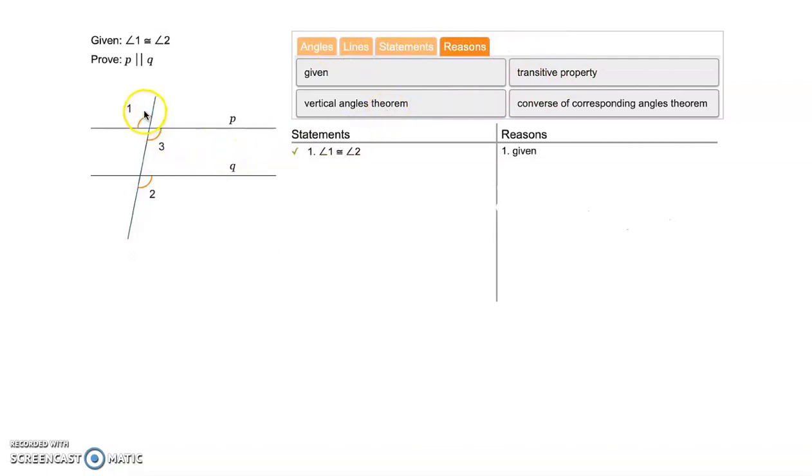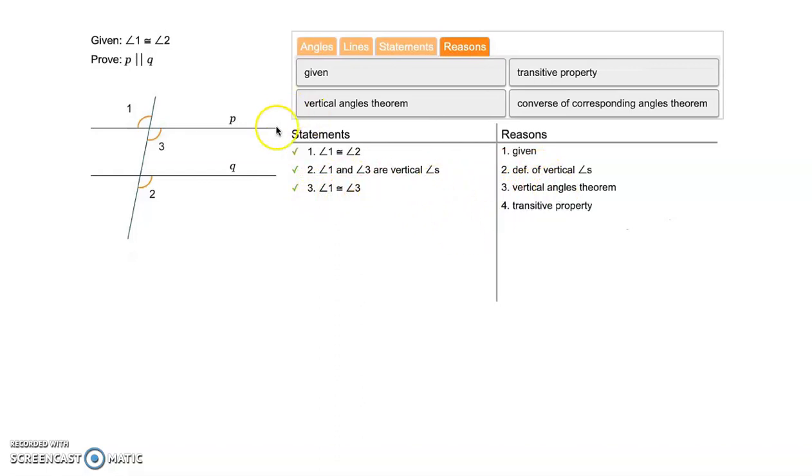So we're given angle 1 and angle 2. Well, here's our first clue. Angle 3 is marked. What do we know about 1 and 3? Well, we know 1 and 3 are vertical angles, and because they're vertical angles, we know they're congruent. The first one we say they're vertical angles because of the definition of vertical angles, and once we know they're vertical angles, we can say they're congruent by the vertical angles theorem.